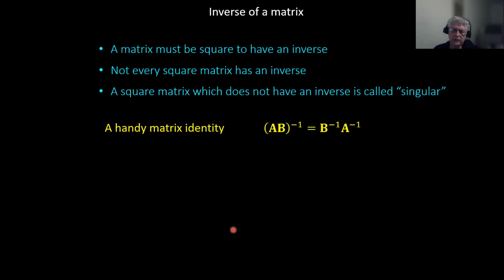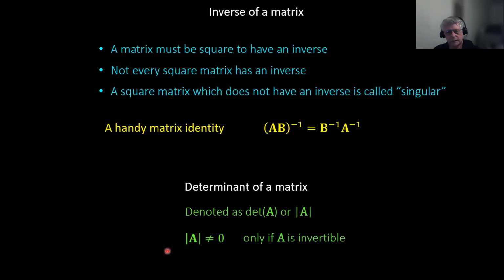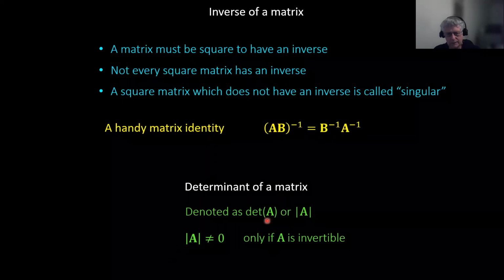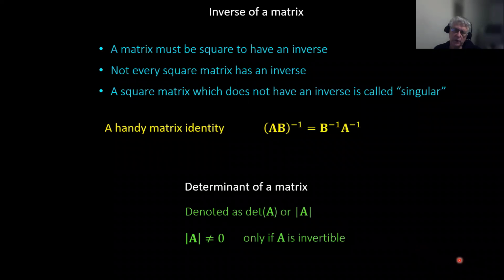Here's a handy matrix identity. (AB)^-1 equals B^-1 A^-1. And I'm just going to mention a thing called the determinant of a matrix. It's just signified by these bars on either side of the matrix name. All you need to know about the determinant of a matrix: if the determinant is 0, the matrix is singular. If a matrix is non-singular, its determinant is non-zero. You'll see why that matters in a moment.